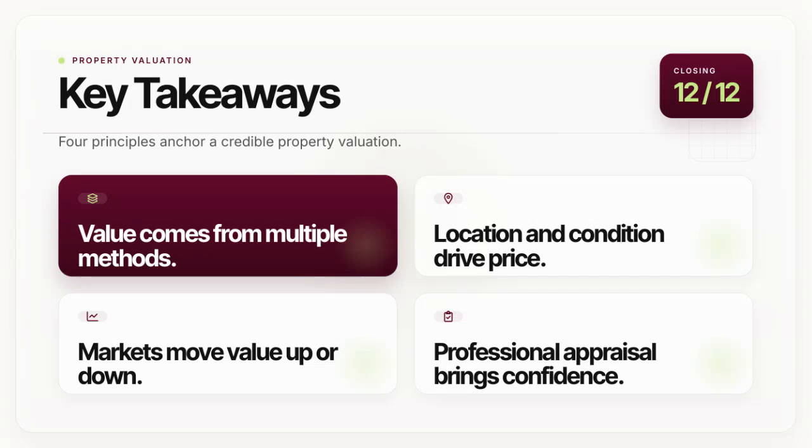To sum up, a credible property valuation relies on 4 key principles. First, value is determined using multiple methods to get a well-rounded picture. Second, the location and the condition of the property are crucial. They heavily influence the price. Third, market dynamics cause the value to fluctuate, moving prices up or down over time. Lastly, a professional appraisal provides the confidence needed to make informed decisions. Keeping these principles in mind ensures a reliable and accurate valuation.